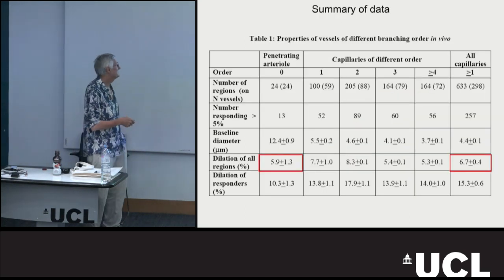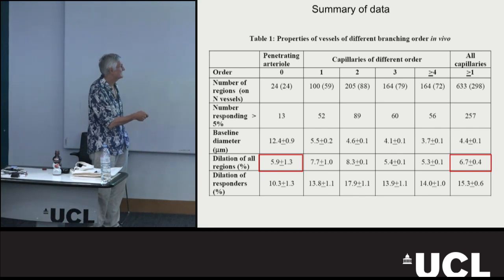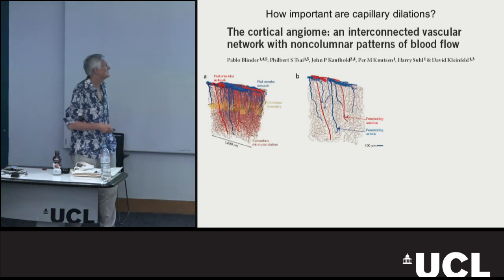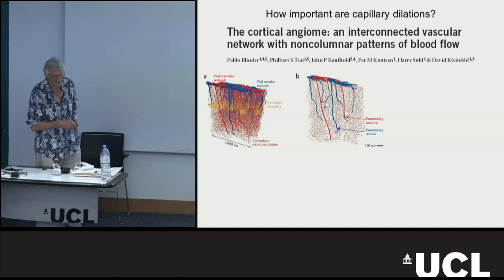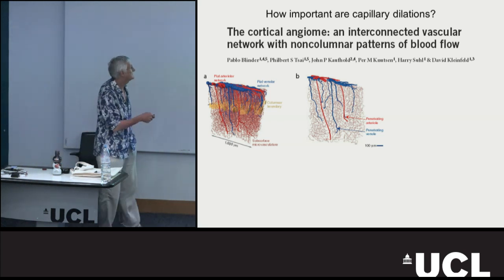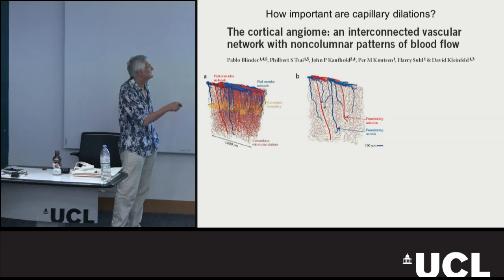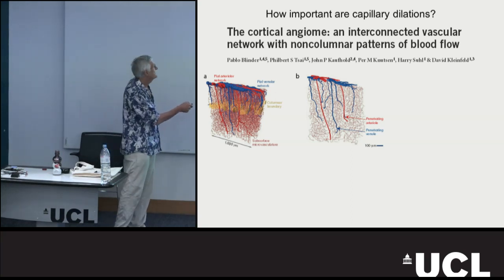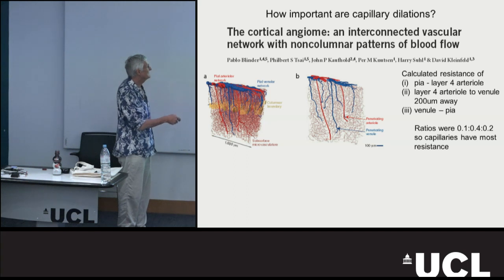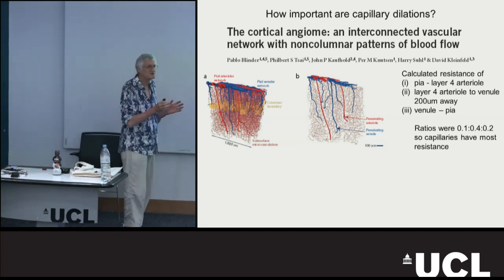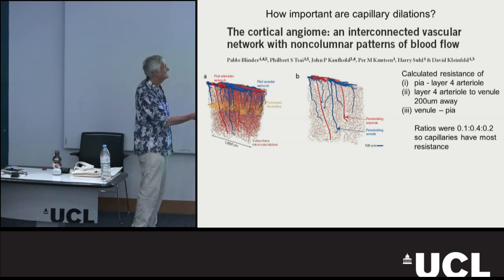And if you look at the numbers, you find that the penetrating arteriole dilates about 6%. The first and second order capillaries dilate a bit more, but on average, capillaries dilate about 7%. Now, what does this mean quantitatively for control of blood flow in the brain? David Kleinfeld's group have reconstructed the topology of this part of the cortex, and they worked out the resistance if you go from the pia down to layer 4 through a penetrating arteriole, then through the network of interconnecting capillaries, and then back up a penetrating venule. And the ratio of those three resistances is 1 to 4 to 2, and the venules never change their diameter. So if you just think about the adjustable part of the diameter, 80% of it is in the capillaries.